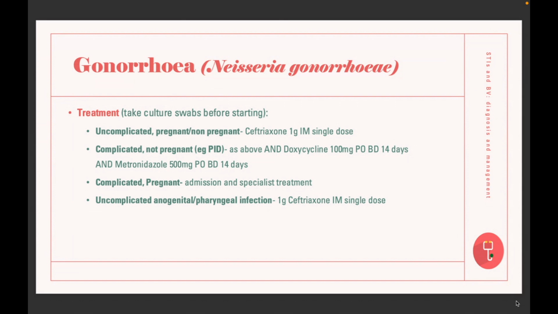In uncomplicated anogenital or pharyngeal infection, it's the same as an uncomplicated infection anywhere else. It's that single dose of IM ceftriaxone. Next slide, please.